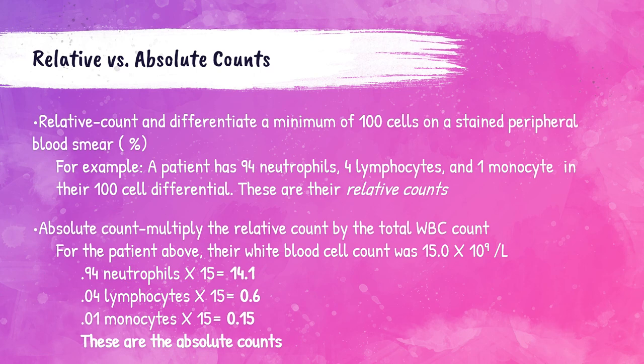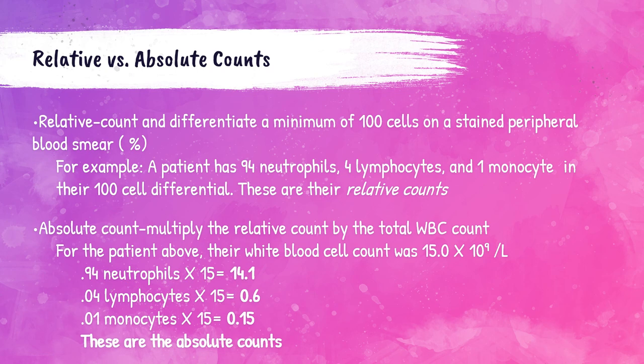Now the absolute count takes into account the patient's total white blood cell count. It's calculated by multiplying the patient's total white blood cell count by the relative count of each kind. So in this case, the patient had a total white blood cell count of 15 times 10 to the 9th per liter. So you would take 0.94 and multiply it by 15, which gives you 14.1 for neutrophils. And that 0.94 is coming from that 94% on the relative count. So you'd have 14.1 for neutrophils.